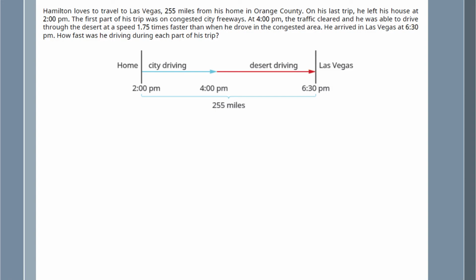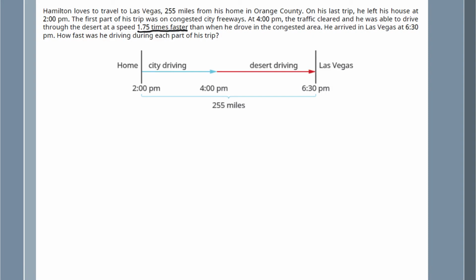At 4 p.m., the traffic cleared, and he was able to drive through the desert at a speed of 1.75 times faster than when he drove in the congested area. 1.75 times faster, so we've got to think about that. He arrived in Las Vegas at 6:30 p.m. How fast was he driving during each part of his trip? So again, there's the picture. You can see what was going on.